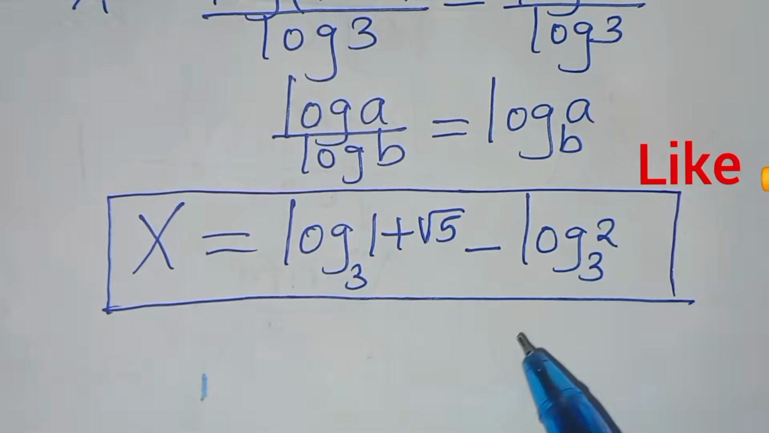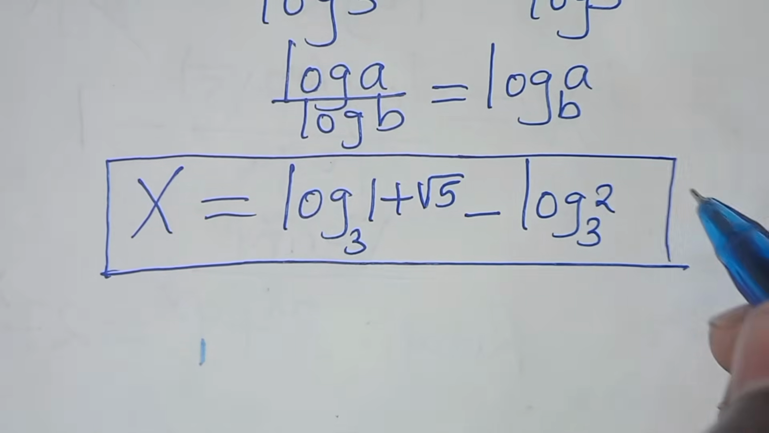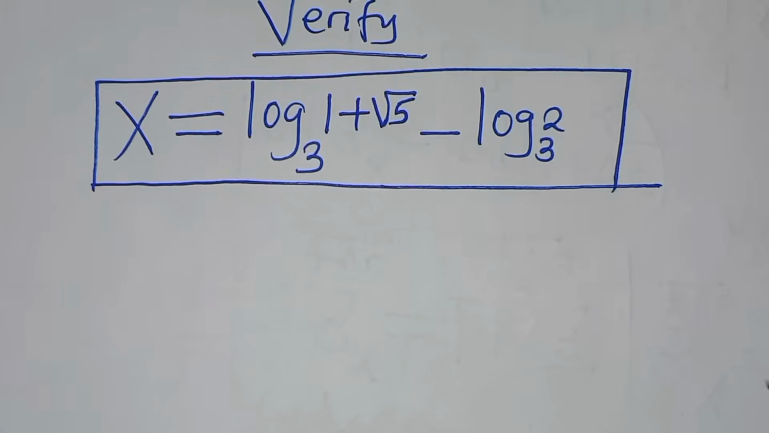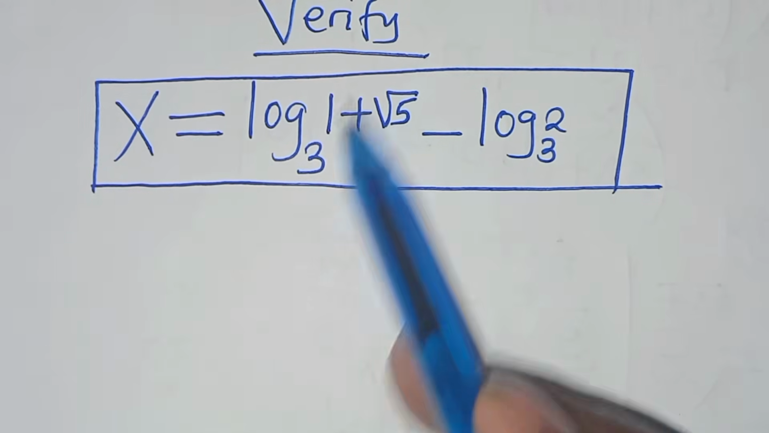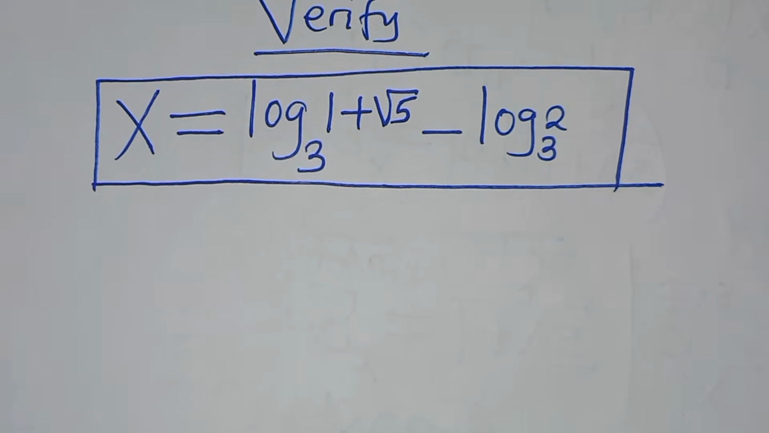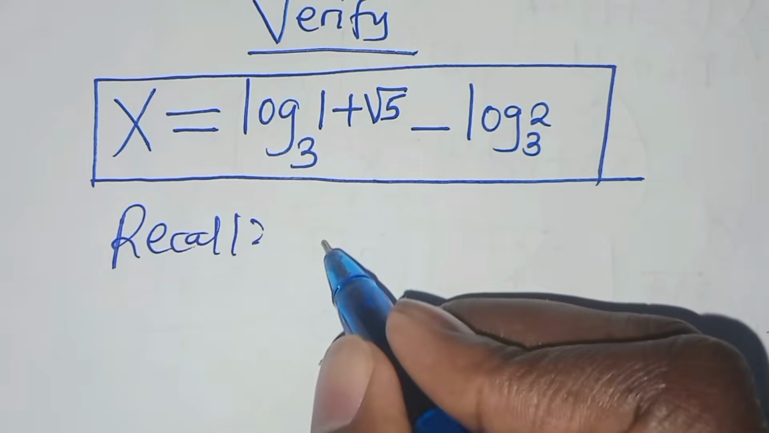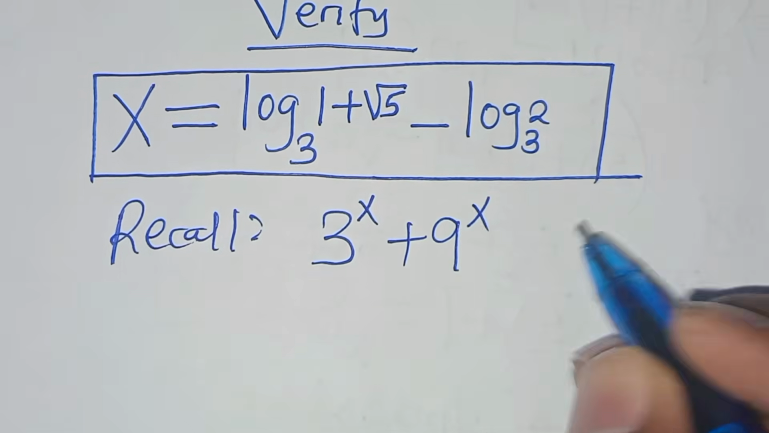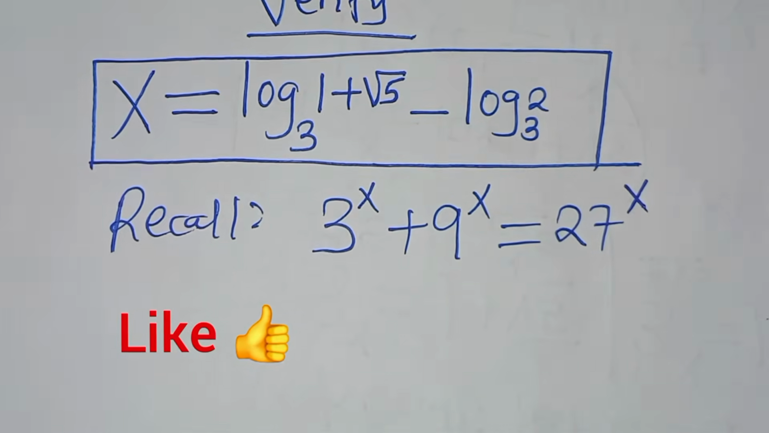The next step is to verify that this value of x actually satisfies the equation. So let's verify from here. Now let's verify that the value of x, which is log of (1 plus square root of 5) to base 3 minus log 2 to base 3, actually satisfies the equation. Now if you recall, we have 3 to the power of x plus 9 to the power of x. This should give us a value of 27 raised to the power of x.